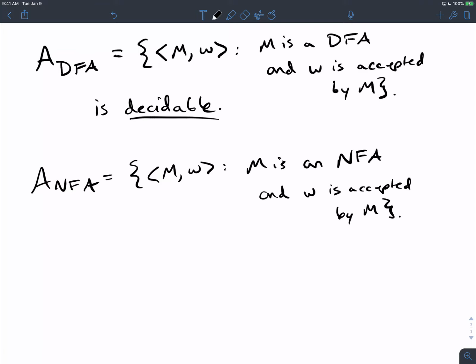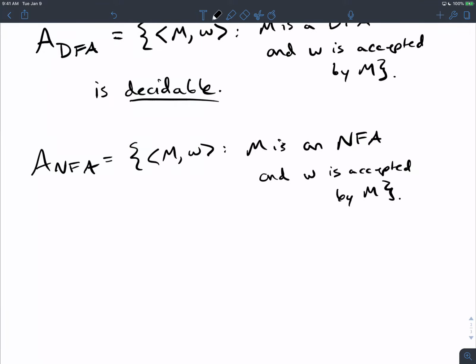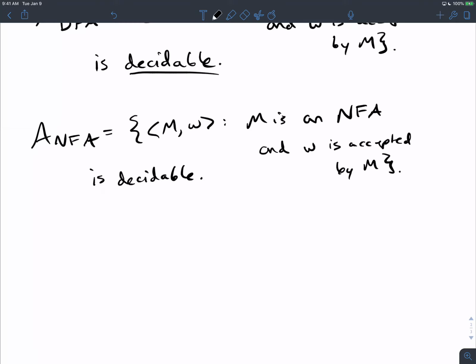Okay, so what do you think this language is? Do you think it's decidable? Yeah, so I claim that it is decidable too. And if we want to show it's decidable, well, we would need to make a Turing machine for it, and we might as well just stick with our high-level description because it's just easier.